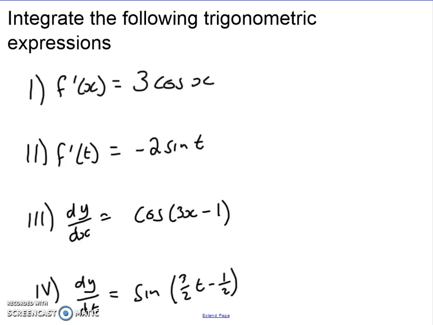So I want you to integrate the following four trigonometric expressions. The first one, f dashed of x equals 3 cos x. Second one, f dashed of t equals negative 2 sine t. The third one, dy by dx equals cos of 3x minus 1. And the fourth one, dy by dt equals sine of 3 over 2t minus a half. So what we have to do is pause the video just now, have a go at these questions, then come back and we'll go over the answers.